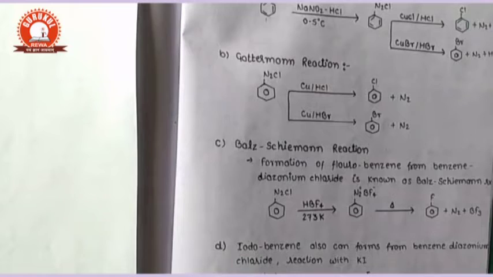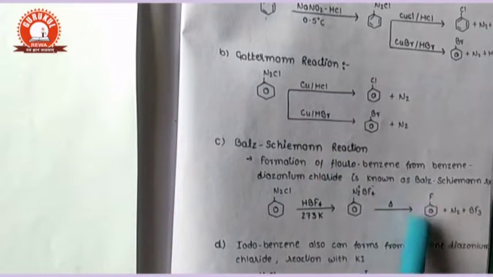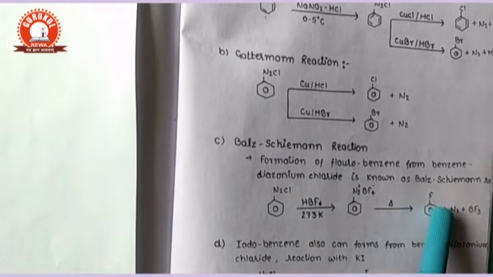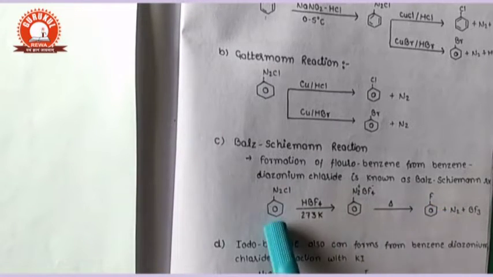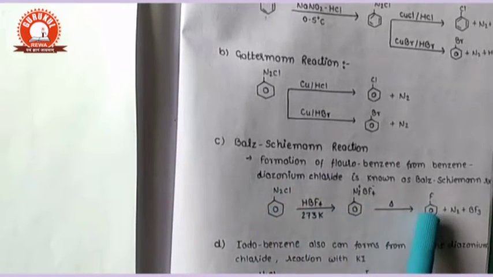Next is called the Balz-Schiemann reaction. It is the specific reaction for the formation of fluorobenzene. We know that fluorine is very highly reactive, but from benzene diazonium chloride we can form fluorobenzene.